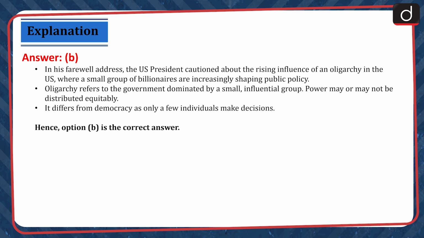In his farewell address, the US President cautioned about the rising influence of an oligarchy in the US, where a small group of billionaires are increasingly shaping public policy. Oligarchy refers to the government dominated by a small influential group. Power may or may not be distributed equitably. It differs from democracy as only a few individuals make decisions. Hence, option B is the correct answer.